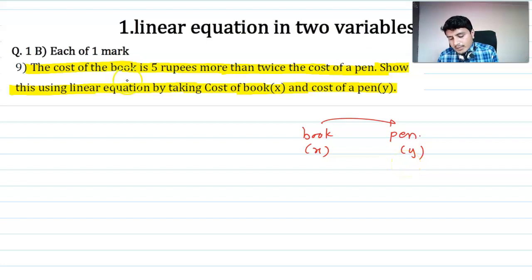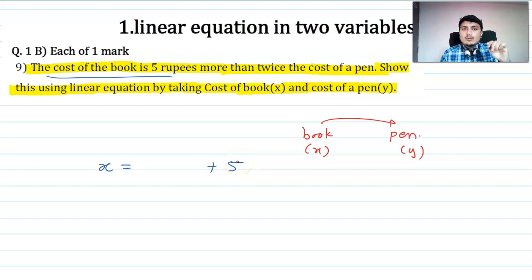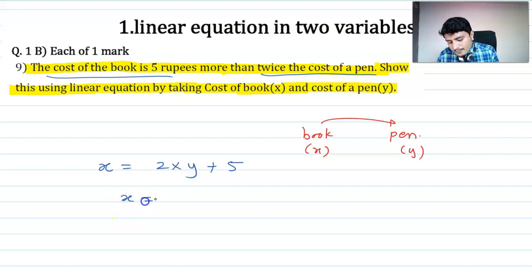Now we have the condition, the cost of book is 5 rupees more. That means the cost of book is x, that is 5 rupees more. More means we have to add 5. To what? Twice the cost of pen. Twice means 2 times, double the cost of pen. The cost of pen is y, so the equation is of the form x equals 2y plus 5.